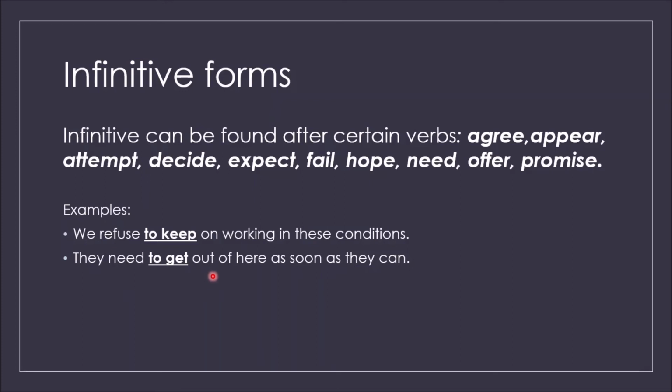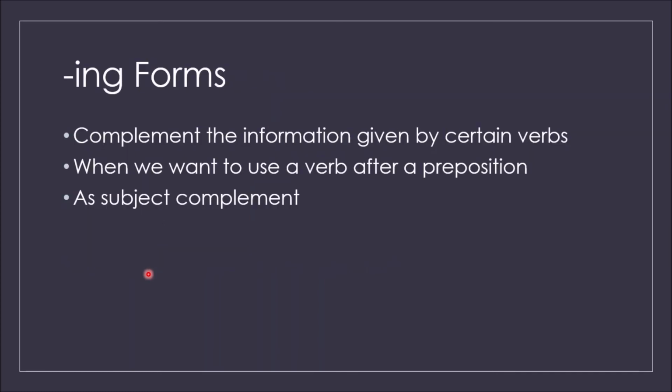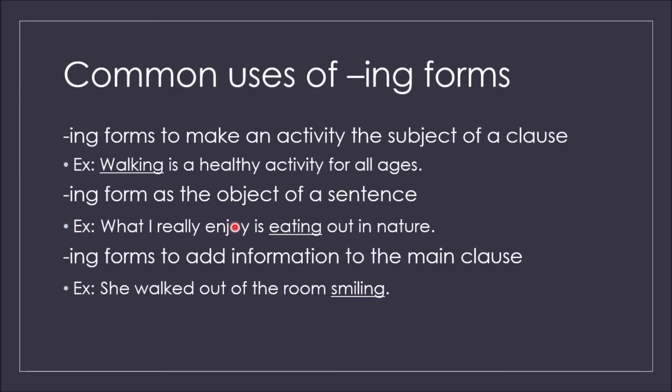So, infinitive forms function as complements to the verb mentioned earlier. They are not optional, but they complete the meaning of a sentence. Ing forms also function as complements, so they add information to certain verbs, when we want to use a verb after a preposition, and as object complement. So what is each? Specifically, we continue with the explanation.